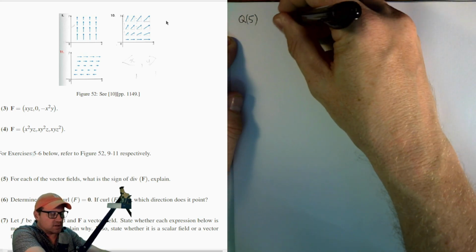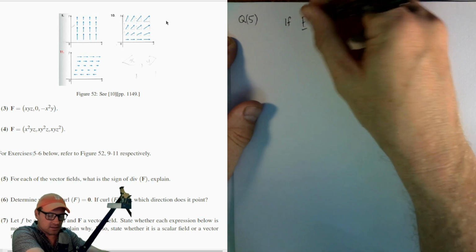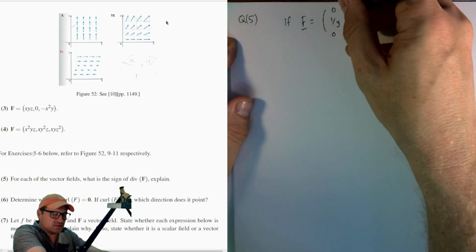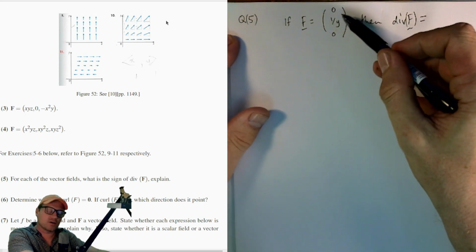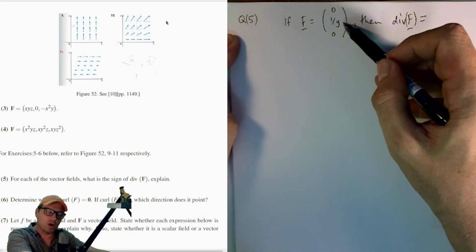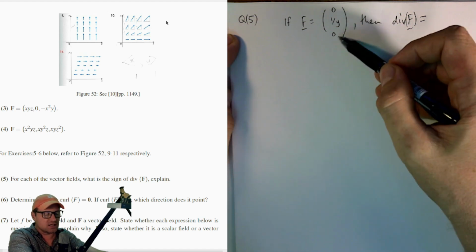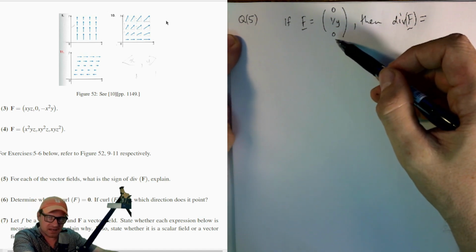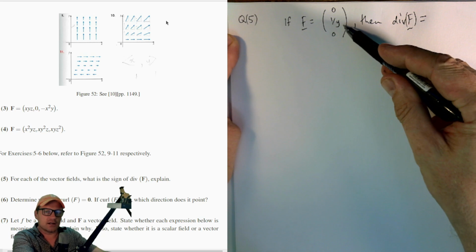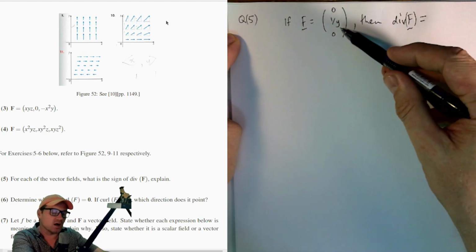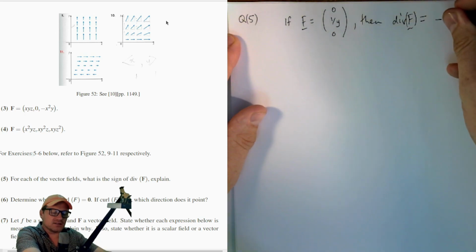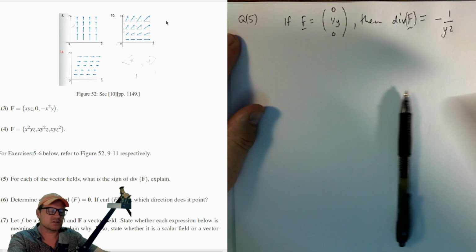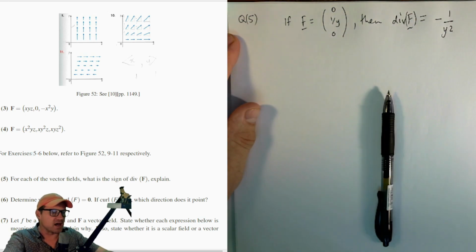For example, if the vector field f is 0, 1 on y, 0, then div of f would be the derivative of 0 with respect to x plus the derivative of 1 on y with respect to y partially plus the derivative of 0 with respect to z partially. Now if you differentiate 1 on y, or y to the minus 1, with respect to y, the minus 1 comes down, so you have minus y to the minus 2, or minus 1 on y squared for this example. And if you plot this, I'll open up Mathematica to show you.